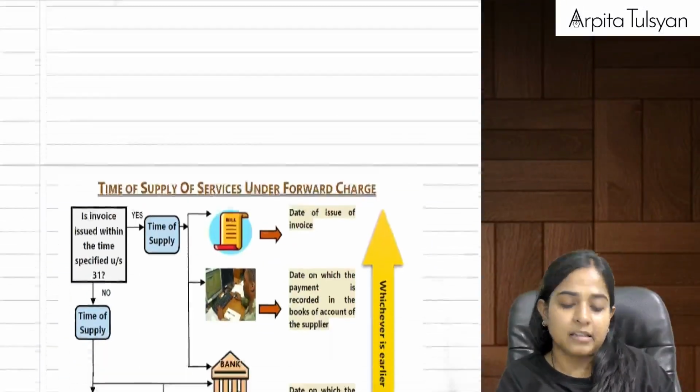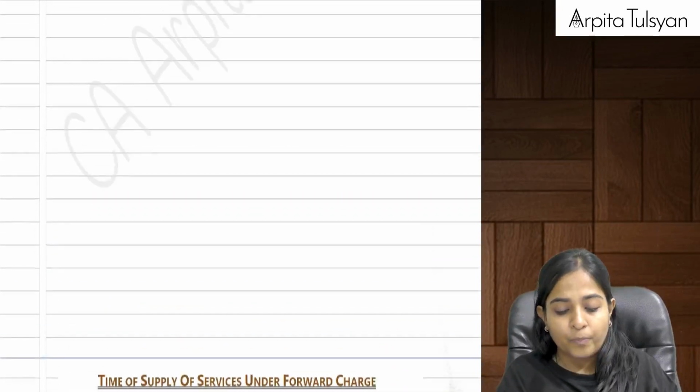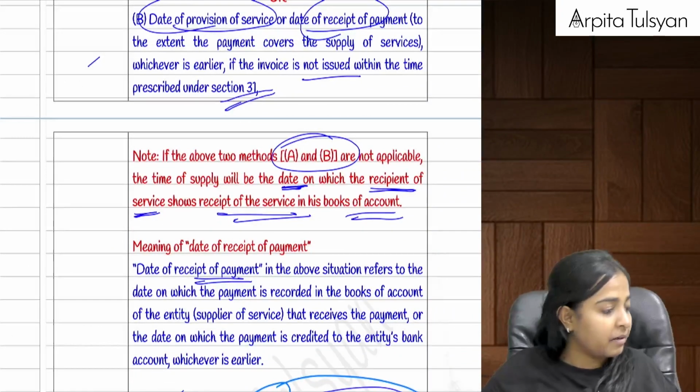Then after that, this was your section 13 subsection 2. Okay, one more thing to be done here is, where is my pen?